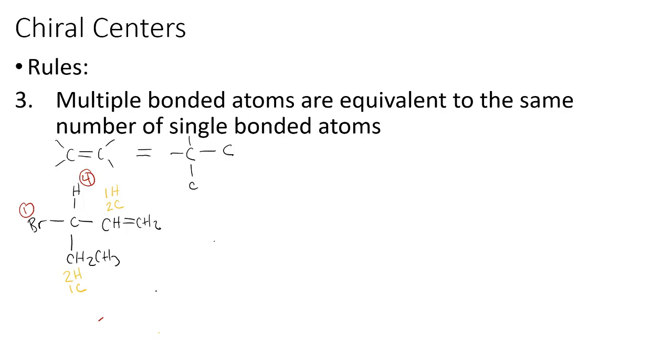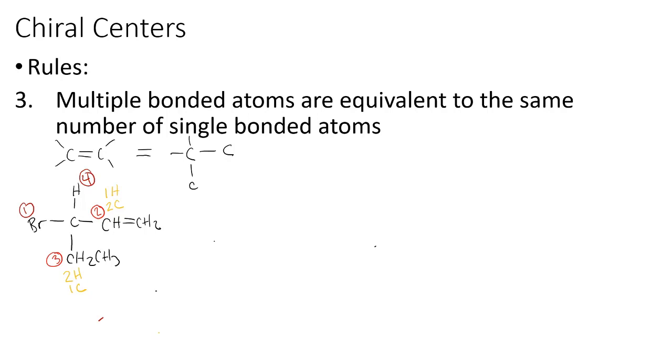So now I can see that there is a difference. So the carbon atom on the right is going to get priority number 2 because it's attached to 2 carbons and 1 hydrogen. The carbon at the bottom is going to get priority number 3 because it's attached to only 1 carbon and 2 hydrogens.